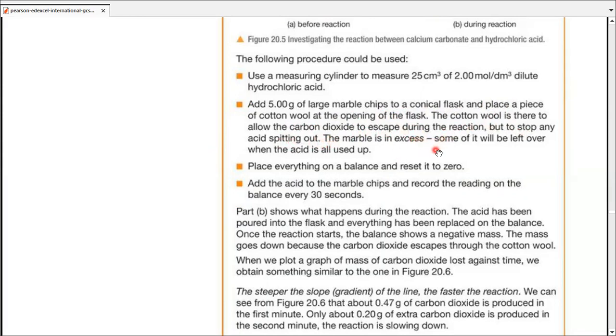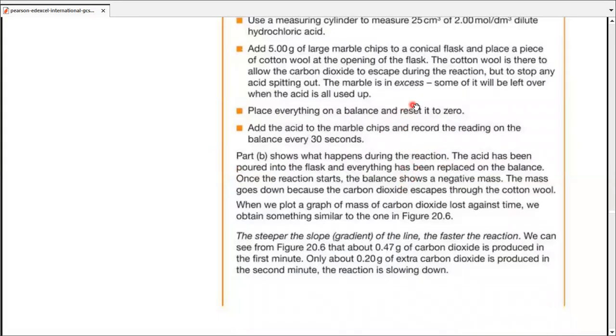The marble is in excess. Some of it would be left over even when the acid is all used up. Place everything on the balance, reset it to 0. Add the acid to the marble chips, record the reading on the balance after every 30 seconds, and make sure you consume all of the acid, since the marble is in excess. Now in part B, where there was some negative mass on the balance, you would know what would happen during the reaction. The acid has been poured into the flask, everything has been replaced in the balance. Once the reaction starts, the balance shows a negative mass. The mass goes down because the carbon dioxide escapes through the cotton wool.